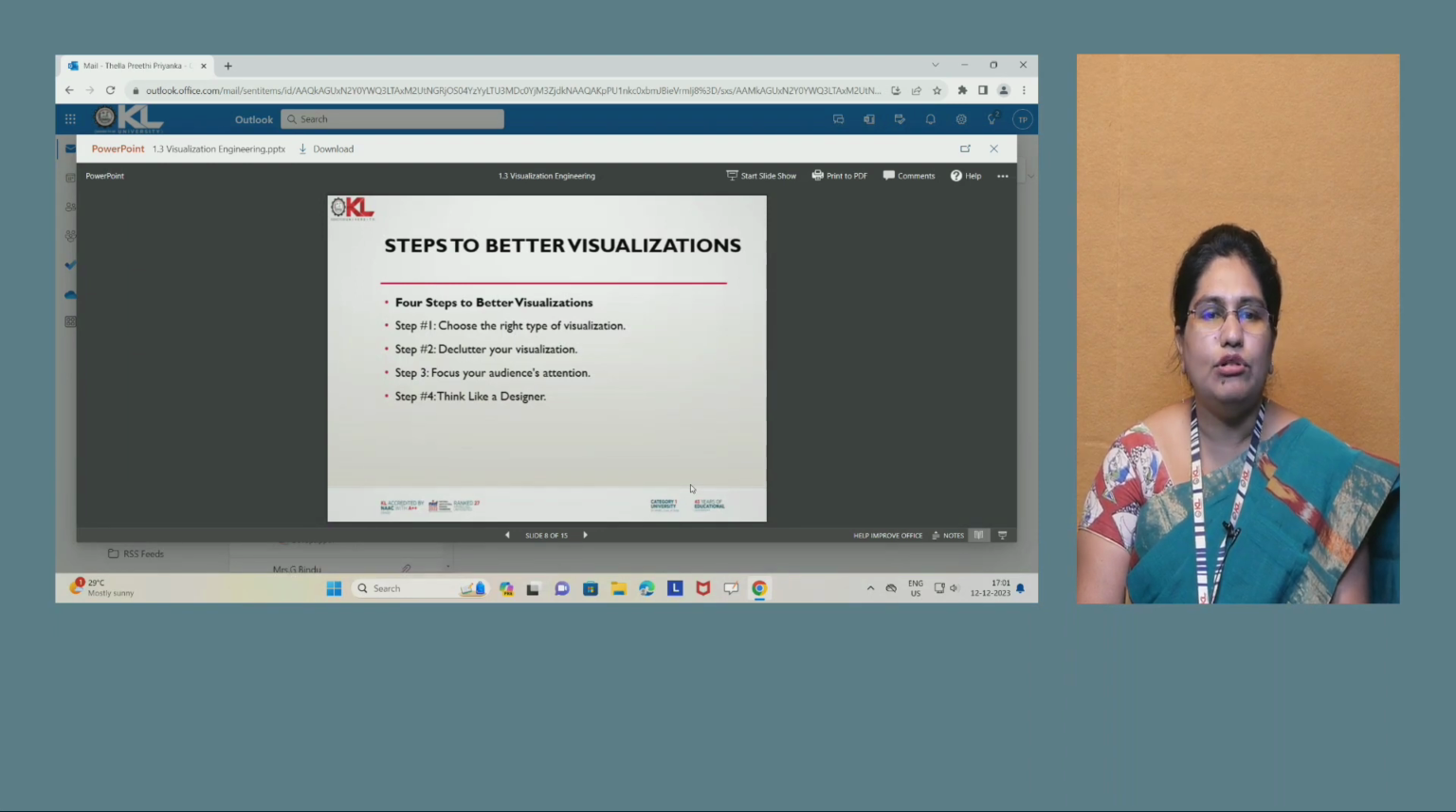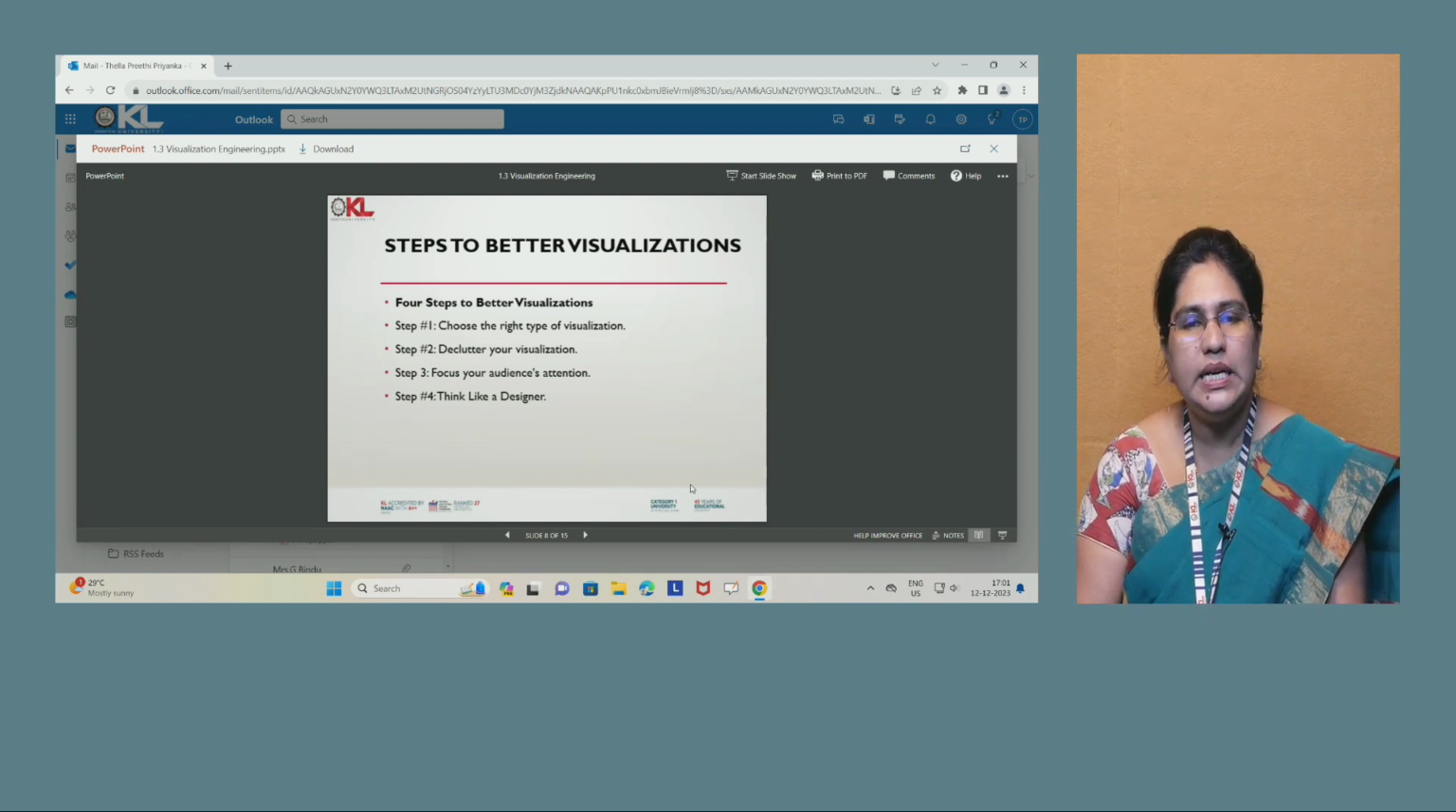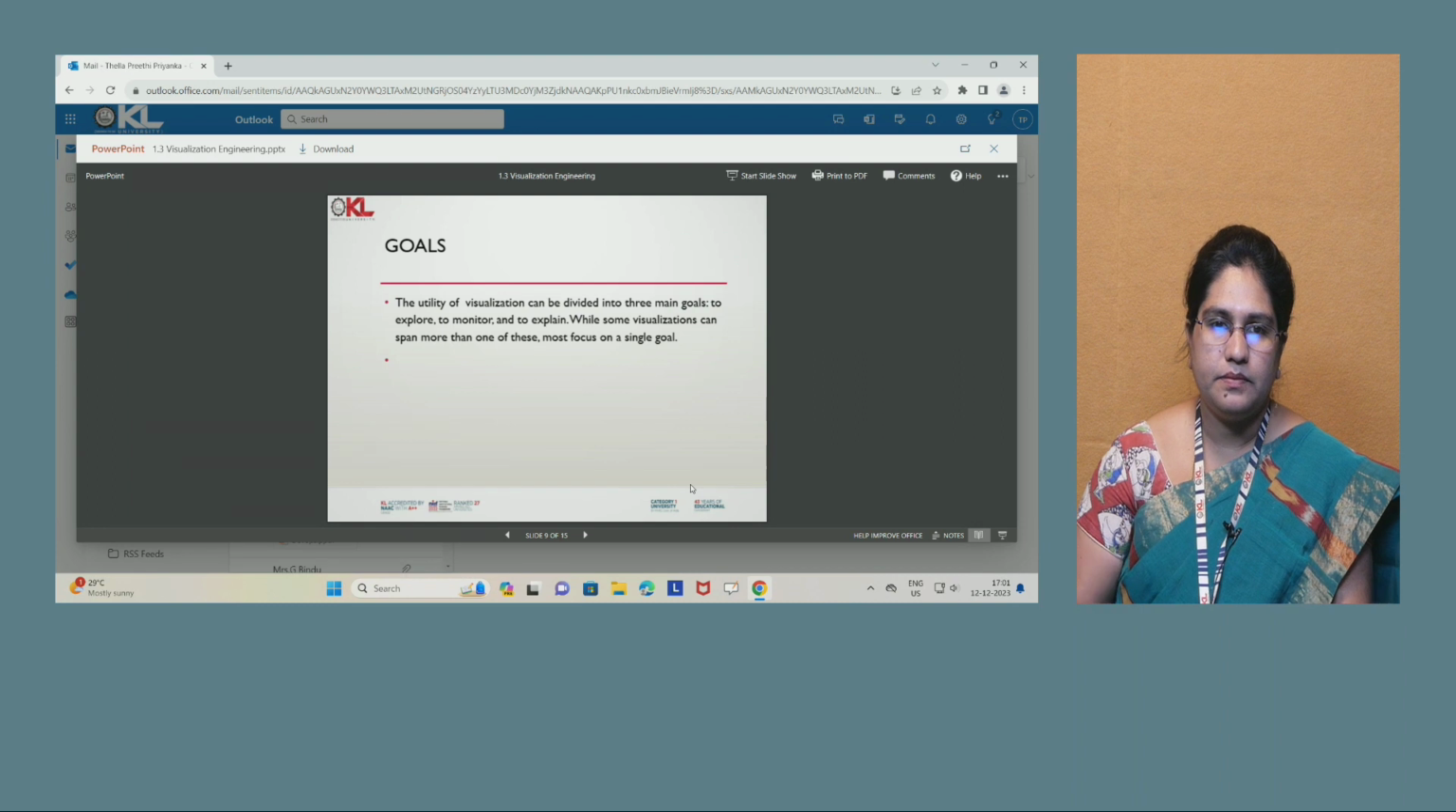After that we have to declutter. And after that we have to focus on the audience's attention also. If the audience's attention is favorable, we can understand that whatever type we chose is the correct one. After that we have to think like a designer, not as an audience. We have to think like a designer, then only it will be possible.